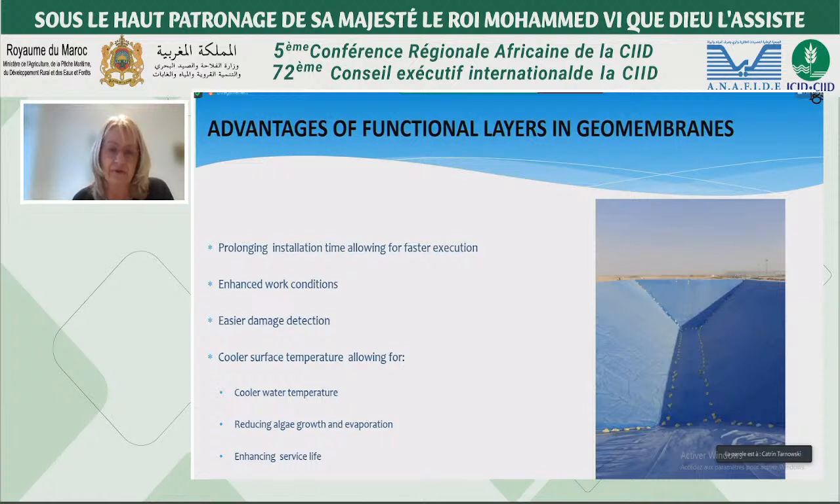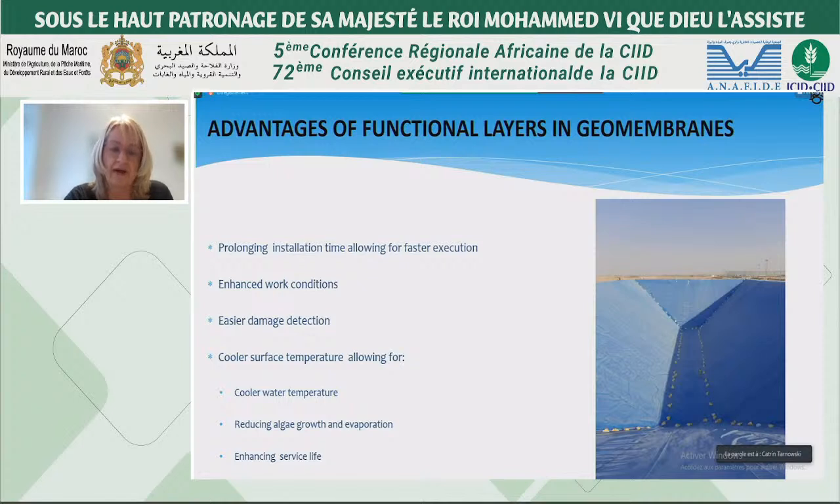The white surface, being just a part on top of the geomembrane, allows also for an easier damage detection. And then the cooler surface temperature of the geomembrane itself allows in principle also for cooler water temperature, reducing the algae growth and the evaporation, which in such a pond might be a big advantage for irrigation ponds. And with the reduced temperature of the liner, it gets an enhanced service life. So this is one example of a functional layer.